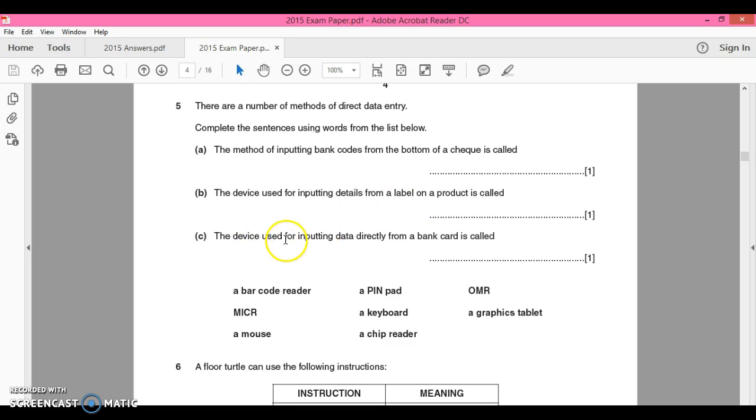Now, the device for inputting data directly from a bank card is called. Now, remember, these days all bank cards have a chip, and that chip can be inserted into a reader, which will read the card, then you put the details in, or the chip can actually be scanned over RFID radio waves, and basically the details are read from that. Okay, hope that helps.